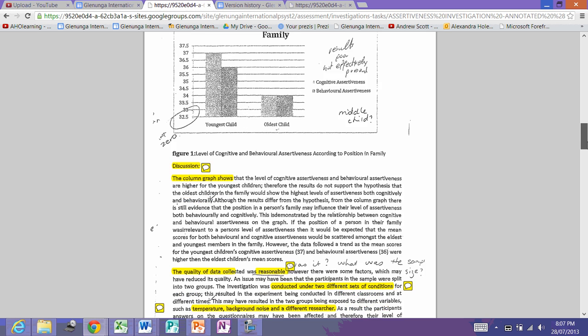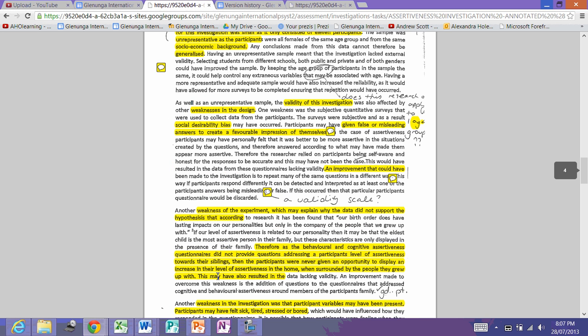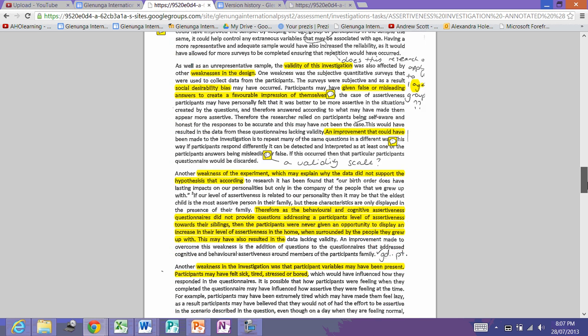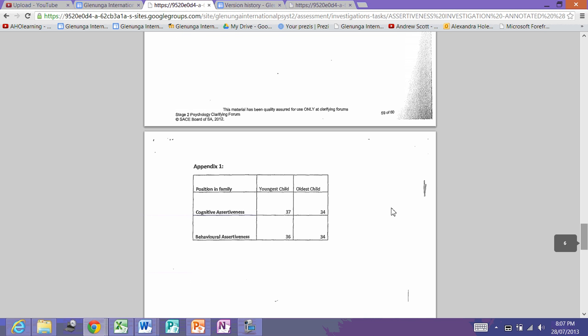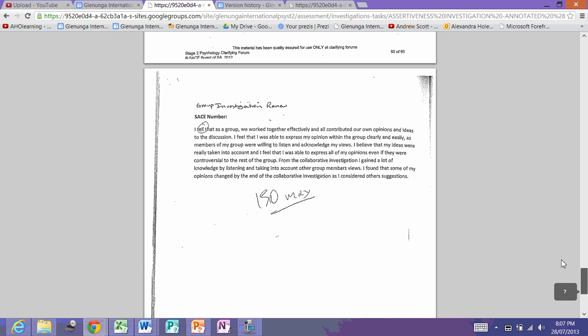So, it is very shallow. At this level, it's C plus. And you see, nice appendix, as I requested you to do, and evaluation. Okay.